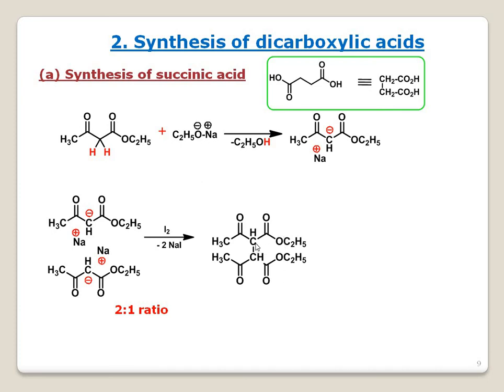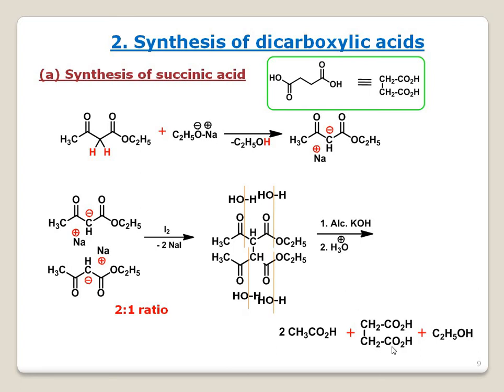The remaining portion 1, 2, 3, 4, right? Succinic acid, OH will be there. So let me show you. See, this is how. CO2H, CH2, CH2, CO2H. So the desired succinic acid is prepared.